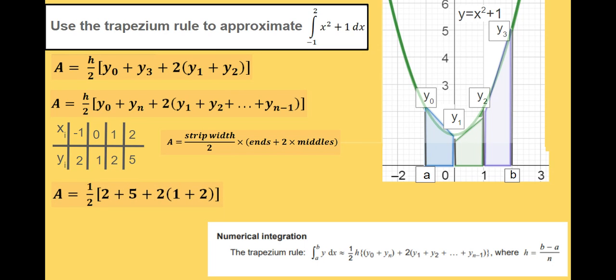So we can now sub in all our y values rather than working out 3 separate trapezia to get their total area, which works out at 6.5 square units.